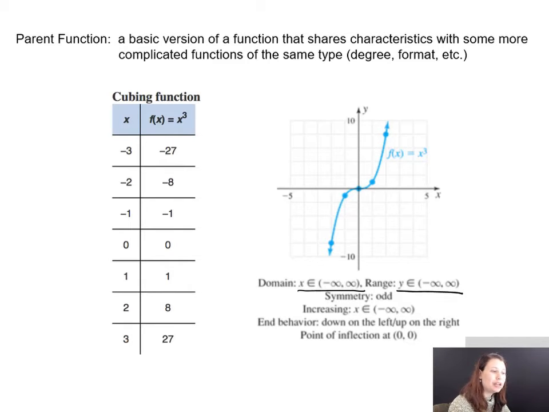Now, what about symmetry? Symmetry, if we flip it around the y-axis, it's not the same. If we turn it all the way around, upside down, it's the same graph. So that means it's odd symmetry again. So then increasing, again, remember to follow from the bottom and then go up. So that is all the way increasing from the bottom to the top. Then end behavior, down on the left, up on the right.